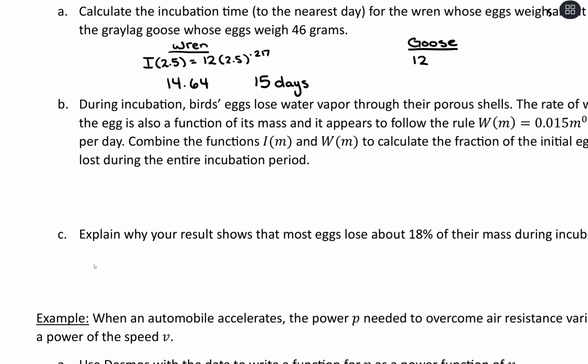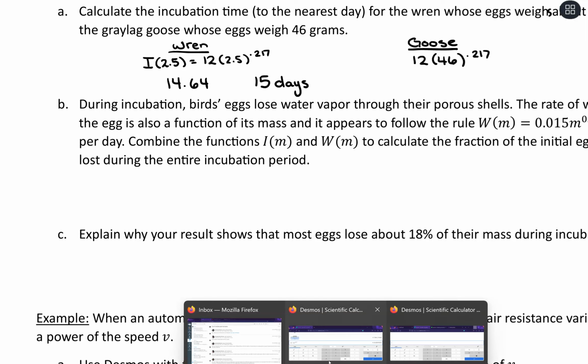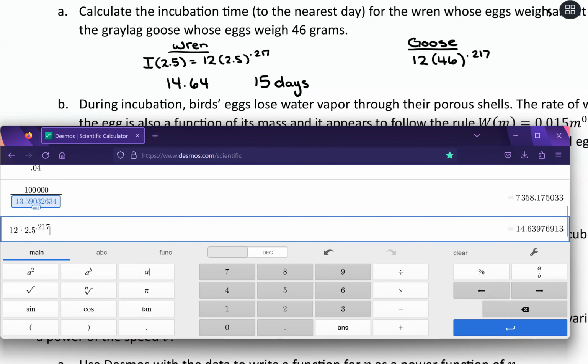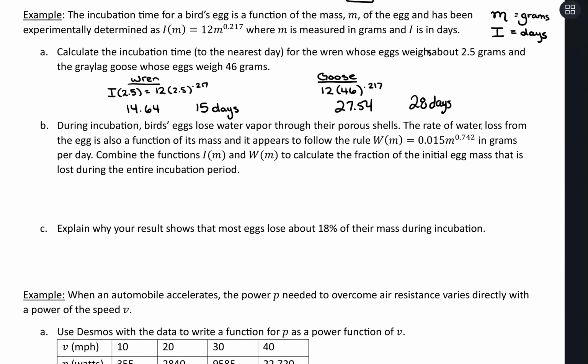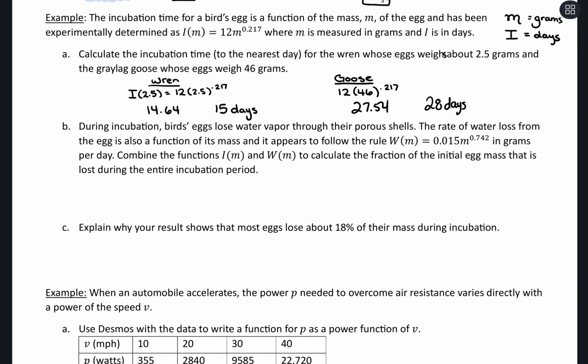So we're going to take that same formula, but plug in 46 instead of 2.5. Going back to our calculator, I'm just going to make the edit, take out the 2.5 and put in 46, for 27.54, which is about 28 days. Okay, so there's using our power function to make calculations.